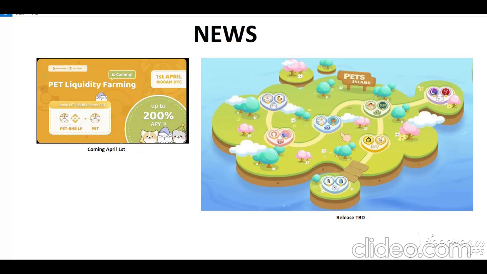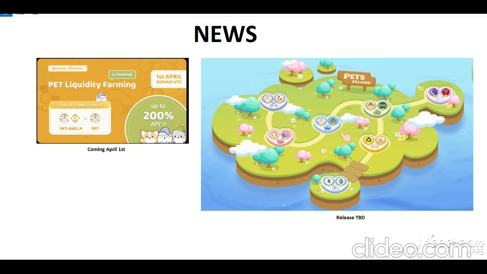Okay, that brings us on to the biggest news, the latest news announced from the developing side of BattlePets. The first thing is we have a date: coming April 1st is pet liquidity farming. So it looks like we can stake pet and BNB and have it earn us pet at a 200% APY. So if you're interested in that, what you should do beforehand is pile up enough PET and BNB to be able to participate as soon as it comes out.